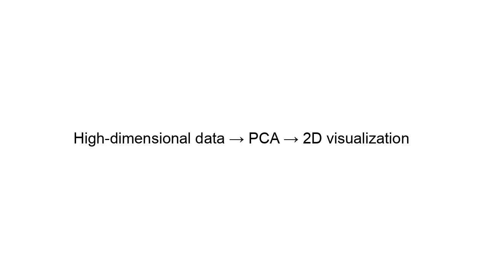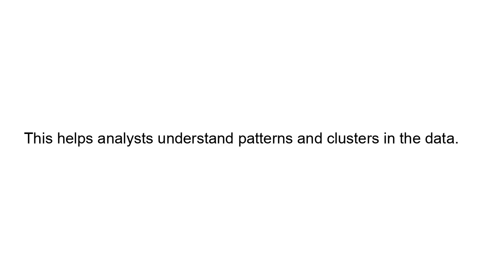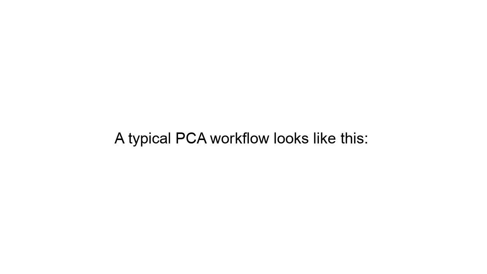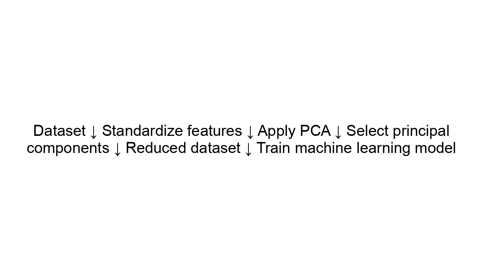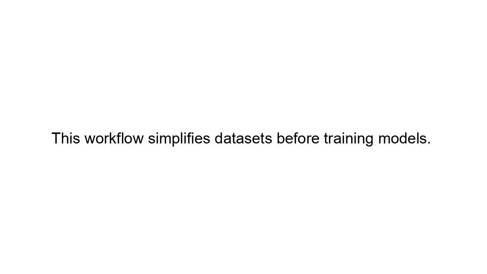PCA workflow. A typical PCA workflow looks like this. Dataset. Down-pointing arrow. Standardize features. Down-pointing arrow. Apply PCA. Down-pointing arrow. Select principal components. Down-pointing arrow. Reduced dataset. Down-pointing arrow. Train machine learning model. This workflow simplifies datasets before training models.